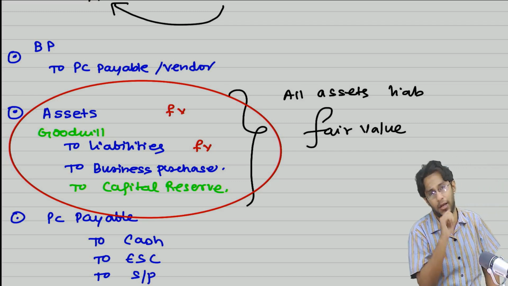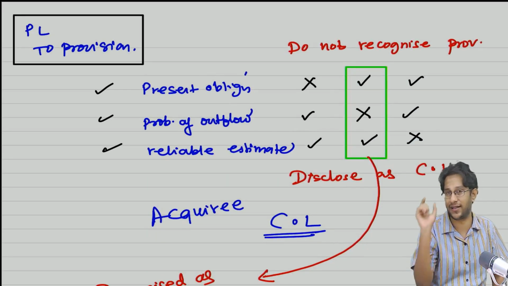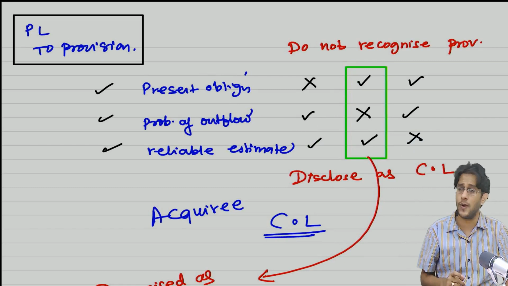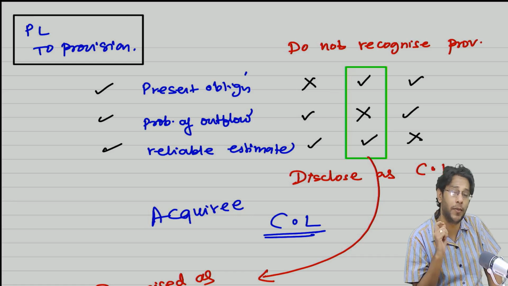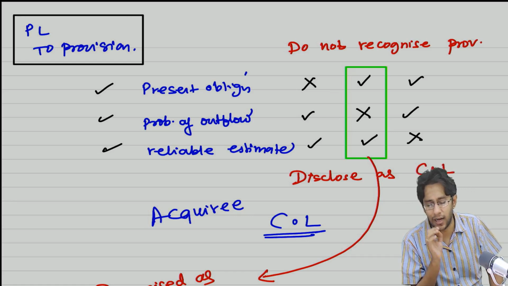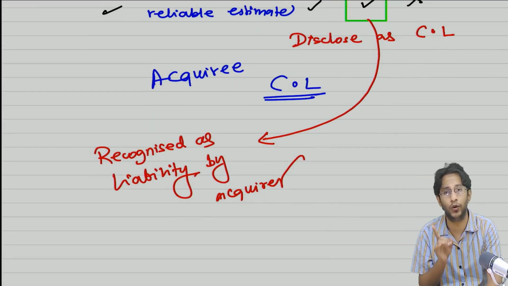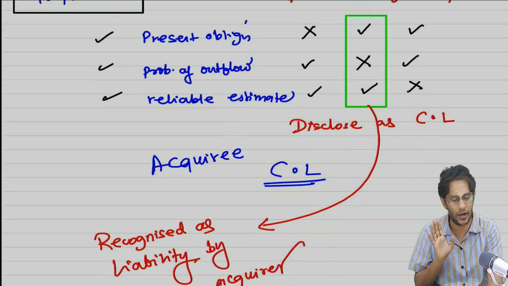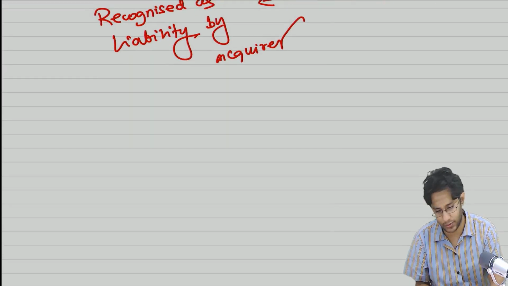Not every contingent liability. There are contingent liabilities possible in three scenarios, sir. Only the second scenario, where there is a present obligation but it cannot be recognized as a provision because the probability of outflow is very less, in that case alone, their contingent liability will become your real liability. In all the rest of the cases, their contingent liability will become your contingent liability. So that is one exception.